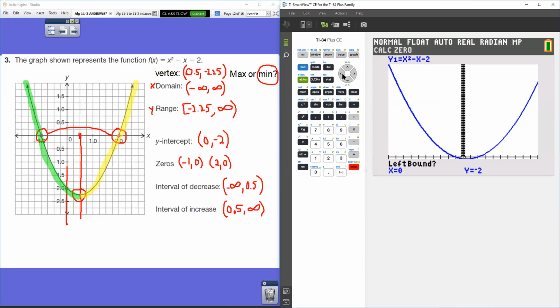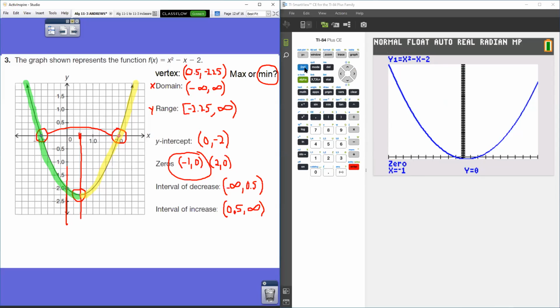It asks you for a number on the left-hand side. So if I'm looking at this first one, I need to go all the way over to the left-hand side. Remember, my zero is where it crosses the x-axis. And then my right bound has to be on the other side of it. Then I hit enter, and it says negative 1, 0, which is what we got here.